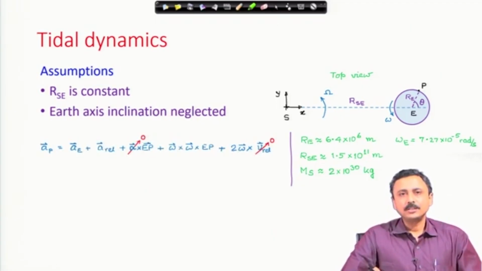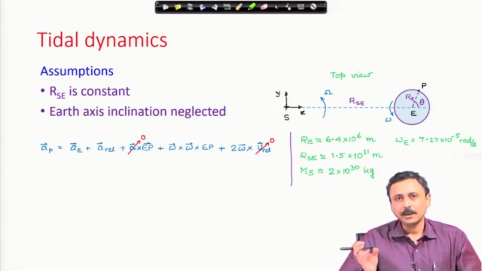Let us now imagine a particle P. This could be a water particle or a collection of water particles. So, P essentially represents a small mass of water.